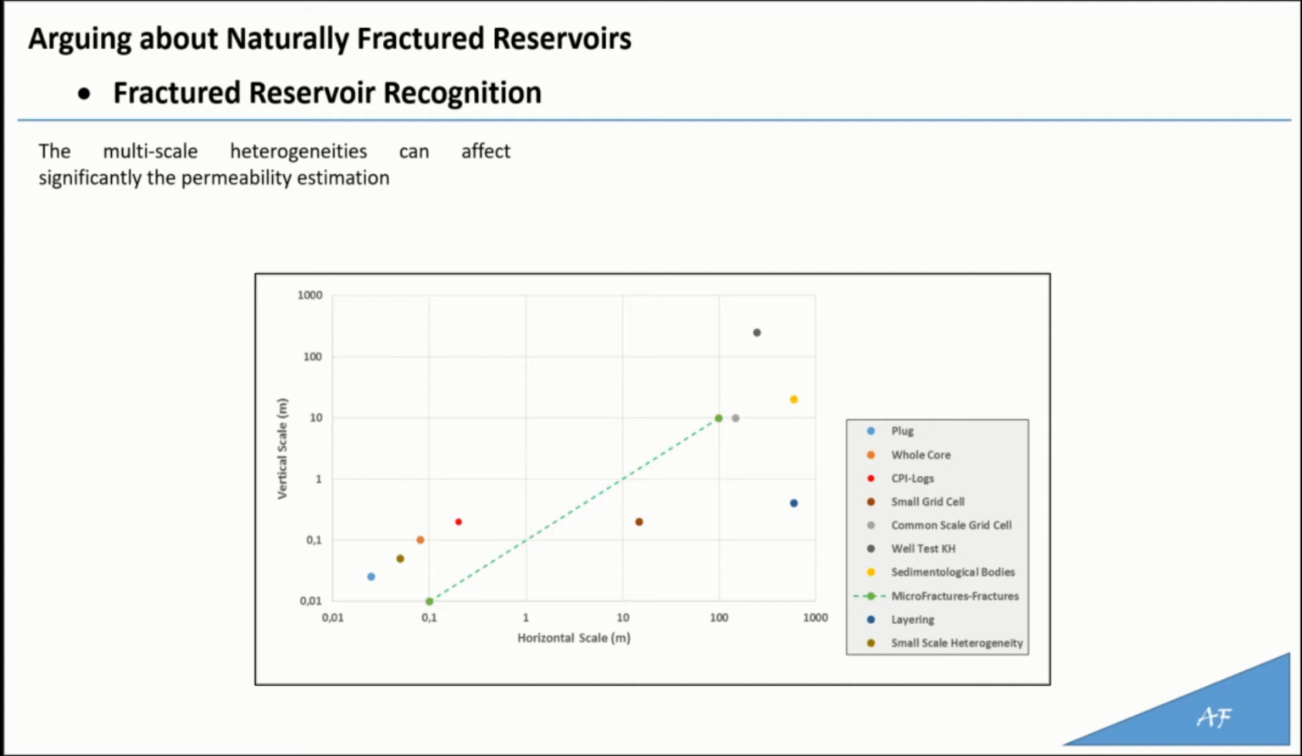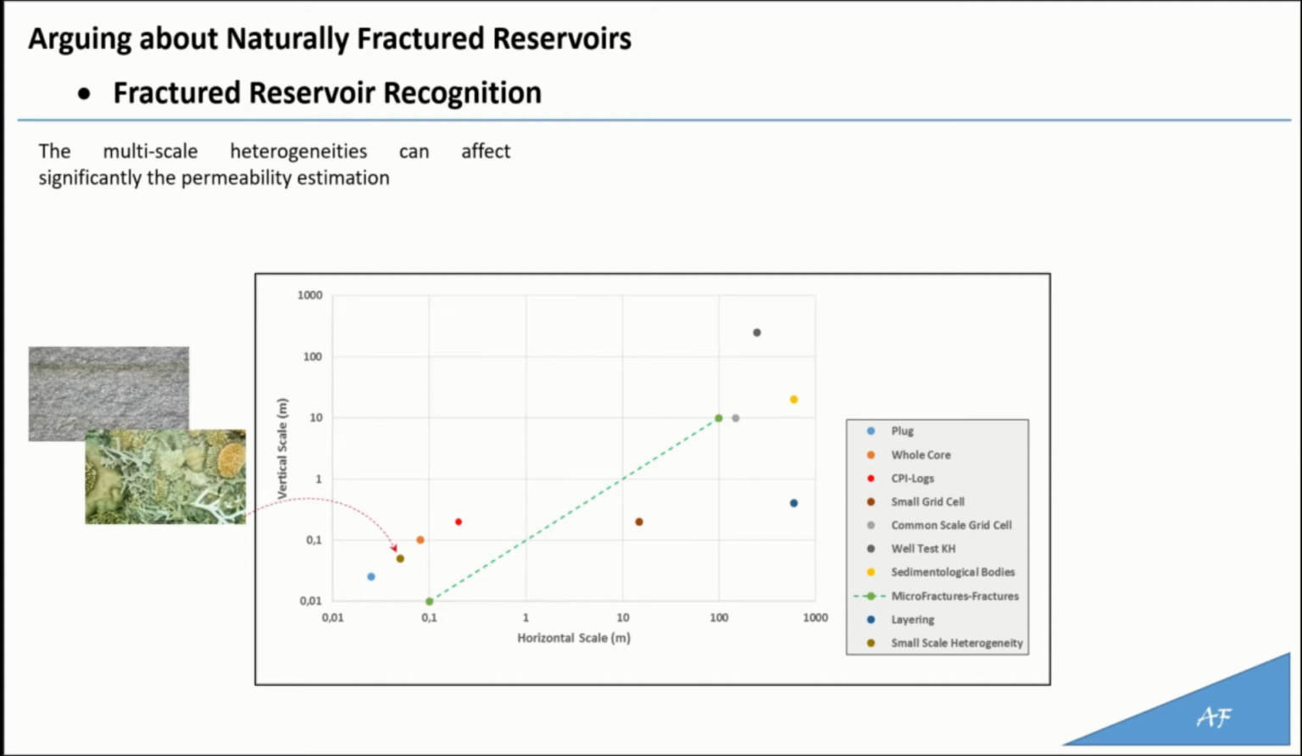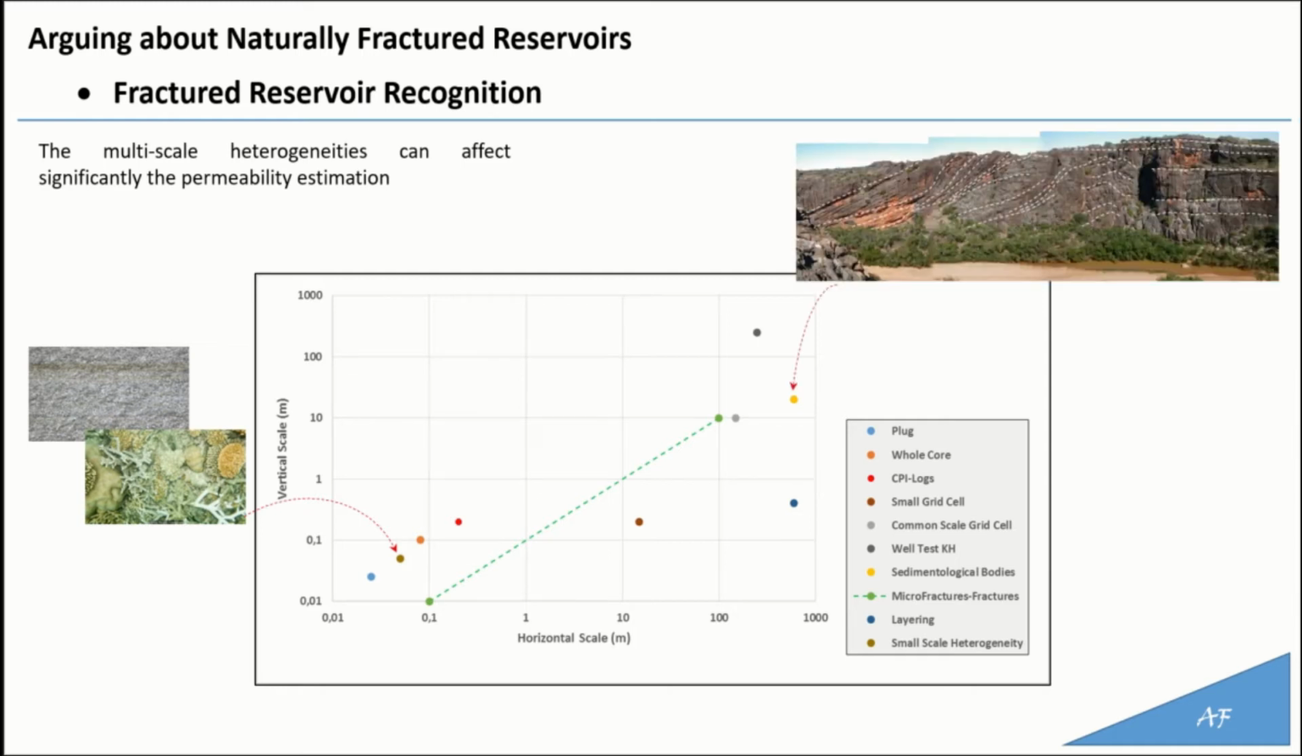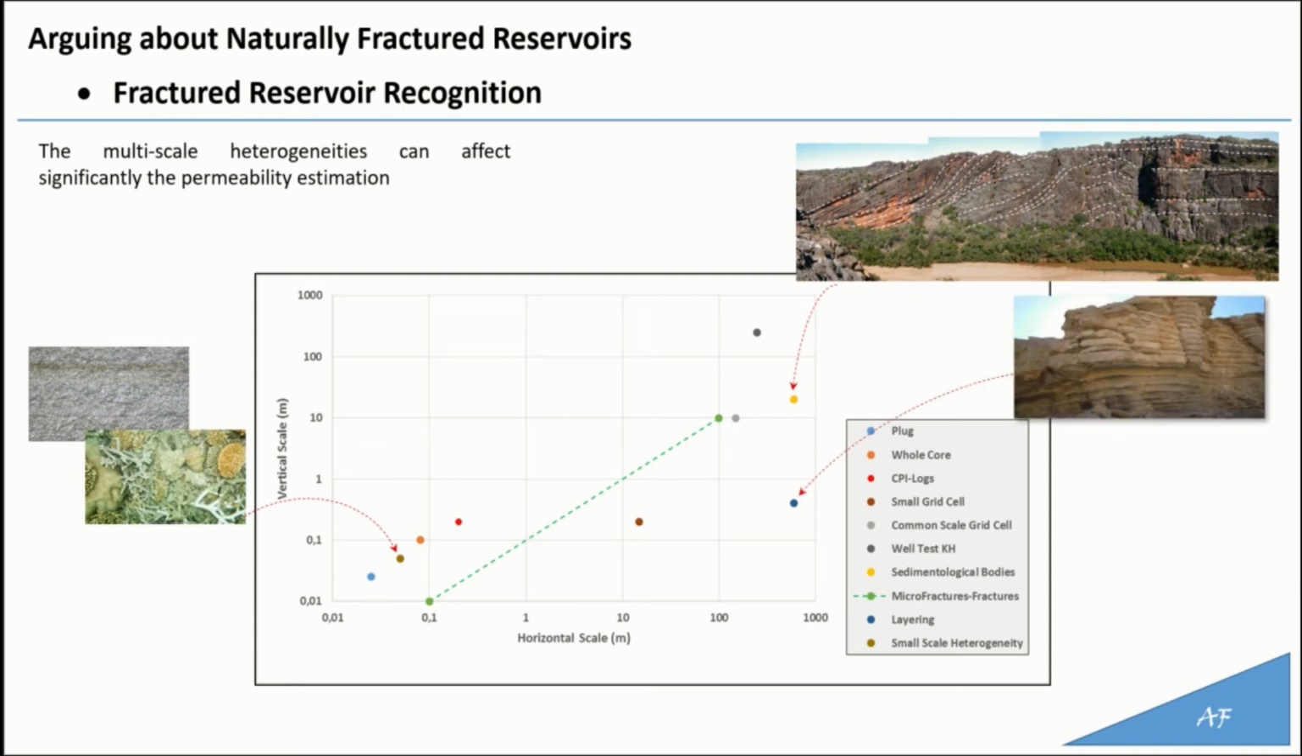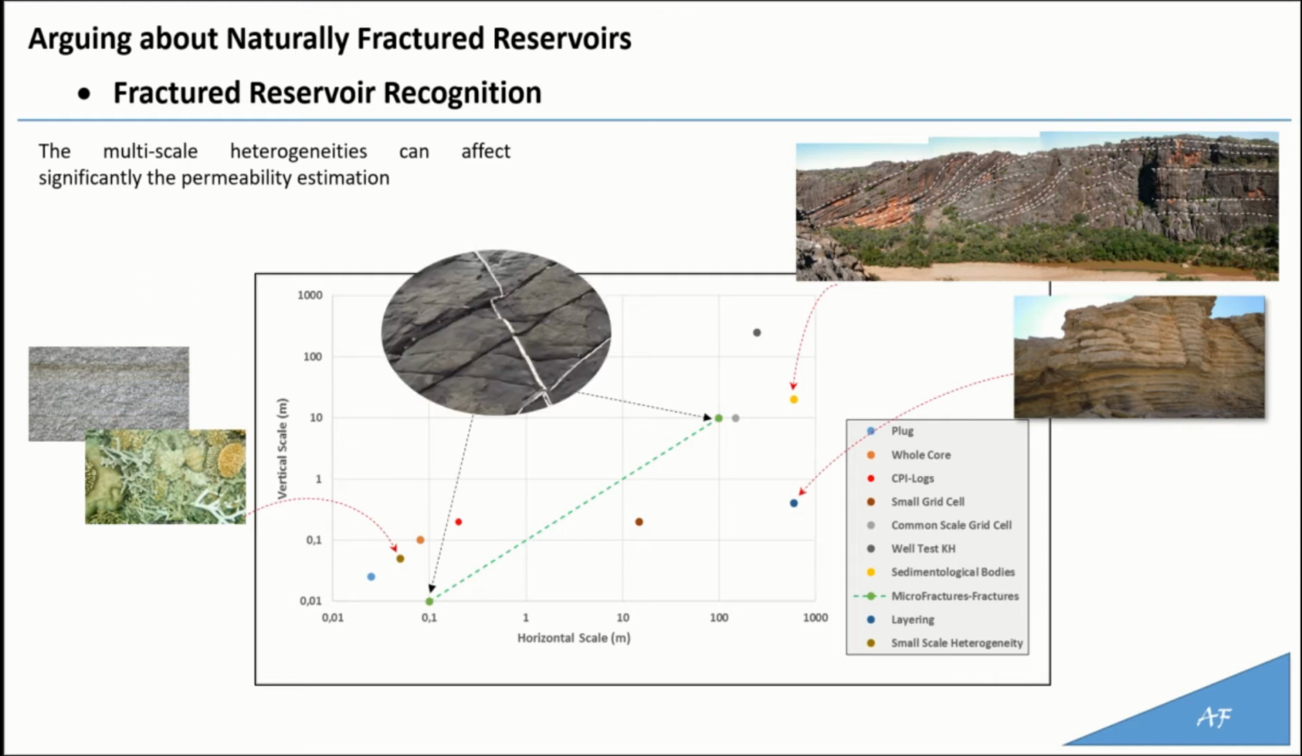Actually, any geological context is affected by multiscale heterogeneity impacting on permeability, like for example, heterogeneity at a small scale in relation to the role of the selective transport, heterogeneity at a larger scale in relation to the sedimentological bodies, vertical heterogeneity in relation to grading and layering, and of course, heterogeneity in relation to the presence of microfractures and fractures that can cover a wide spectrum of scales.